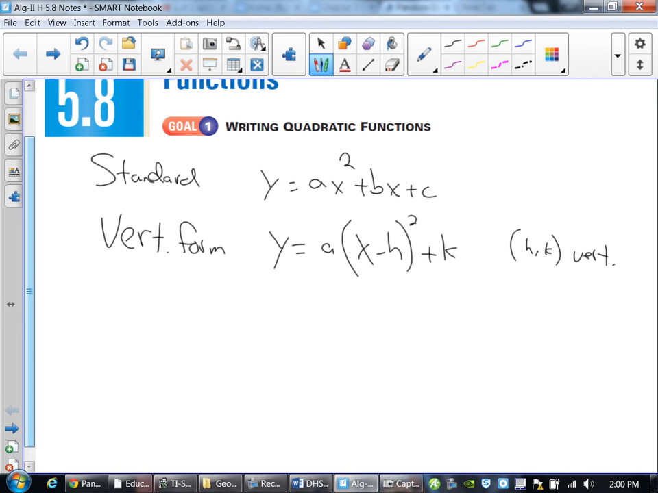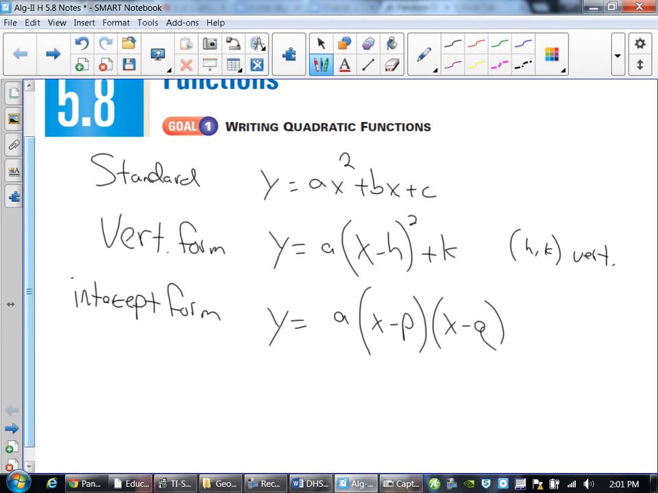And then the last one, which I don't think we used more than maybe twice, was intercept form. And that's basically where you know where your zeros are located at. So the intercept form was y equals a times x minus p times x minus q. And these p's and q's, those are the zeros. It's the x-intercept. It's where it crosses the axis.